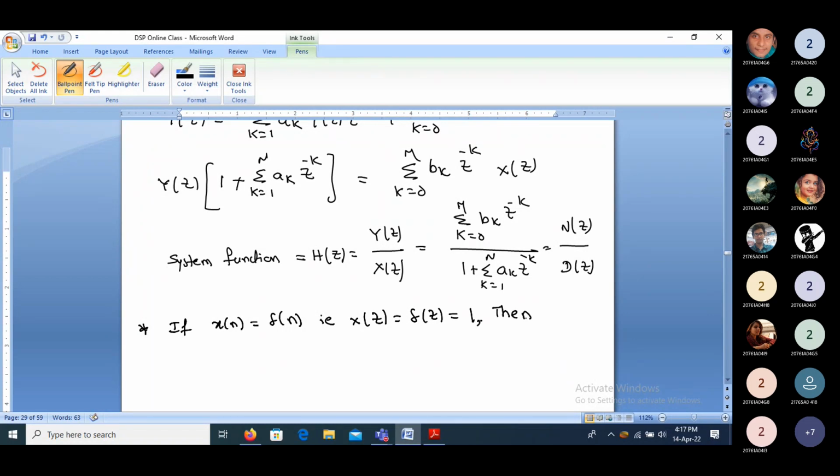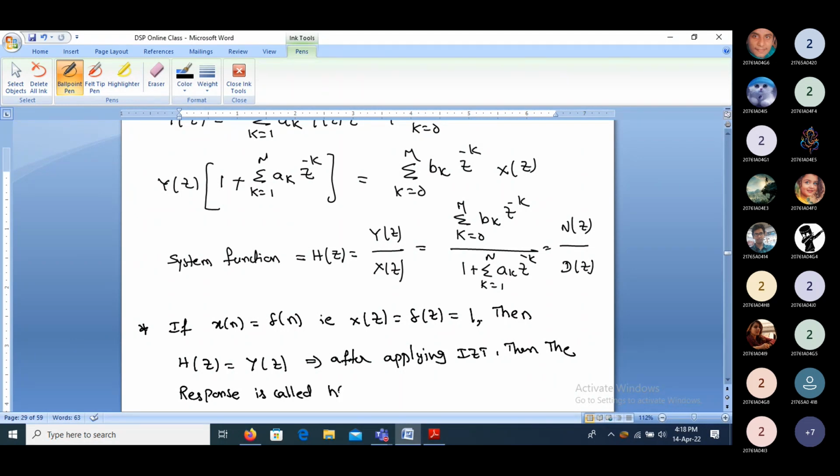Then the system transfer function H of z is equal to Y of z. From this one, after applying the inverse Z transformation, the response is called h of n, that is, h of n is denoted as the impulse response.